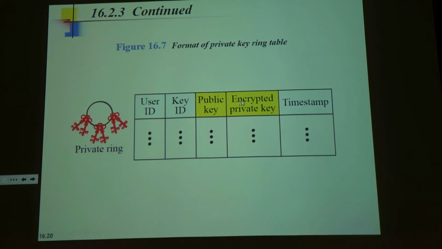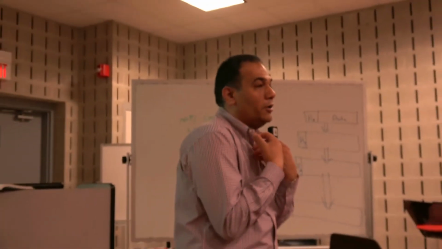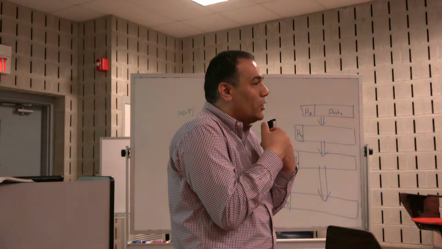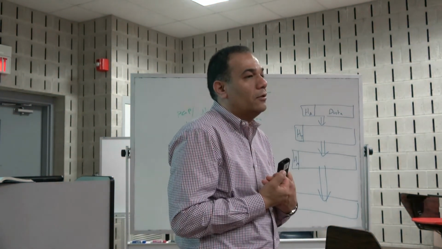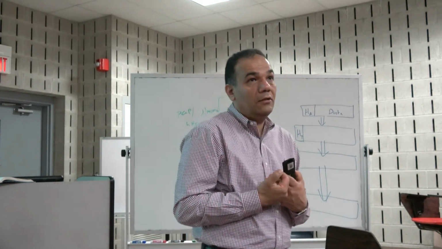Then the public key, and then the encrypted private key. This column shows the encrypted value of the private key. Although Alice is the only person accessing the private ring, PGP saves only the encrypted version of the private key. We will see later how the private key is encrypted and decrypted. So in PGP, even though only you know the private key, for extra security you still save it encrypted. Got it?